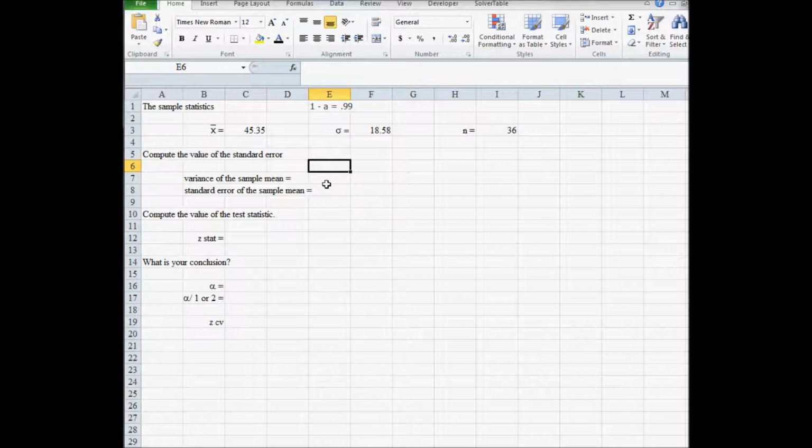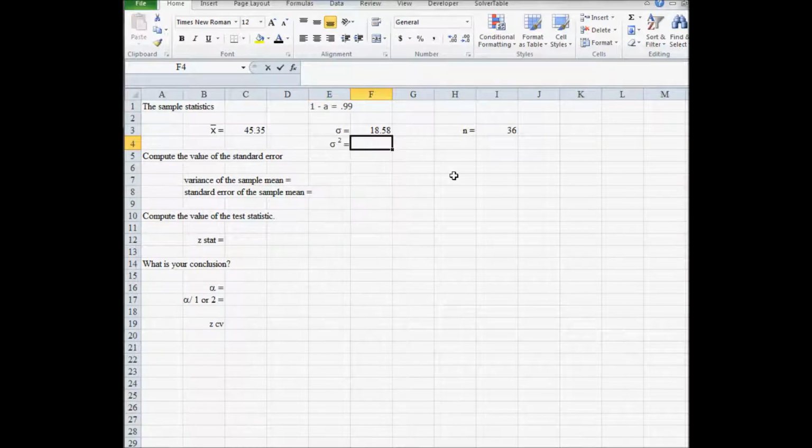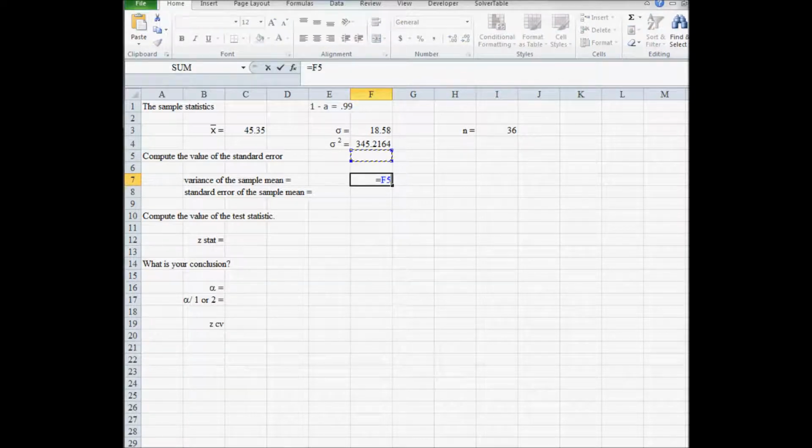The variance of the sample mean is different from the variance of the variable. The variance of the variable is equal to the square of the standard deviation. In this case, 345.2164. The variance of the sample mean is equal to the variance of the variable divided by the sample size, 9.589344.